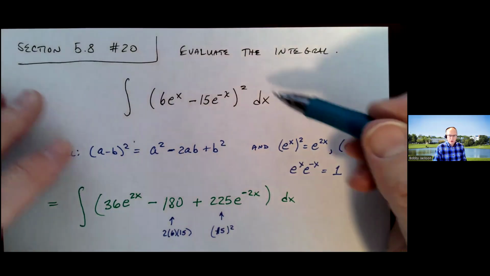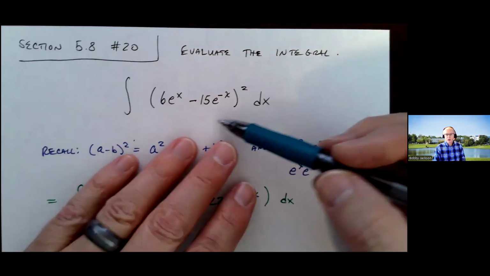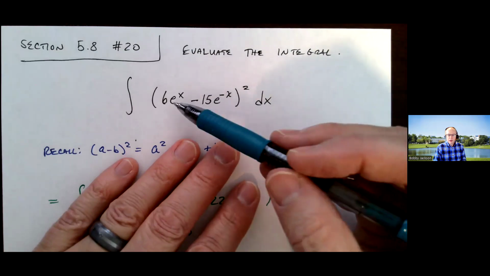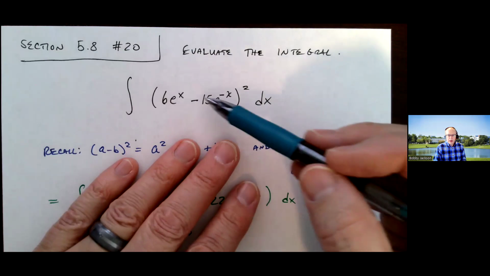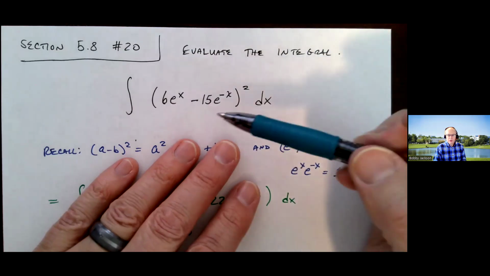Hey everyone, let's look at number 20 in section 5.8. We're going to evaluate the following integral here. And we have an expression involving e to the x, e to the negative x, and then we're subtracting these two terms and then squaring the whole thing. So how can we find the antiderivative of this?